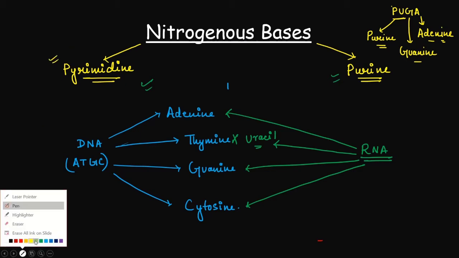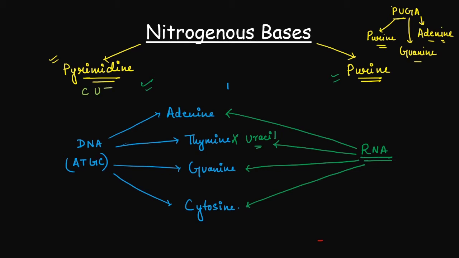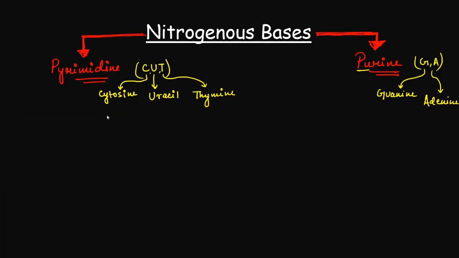So rest of the bases are C, cytosine, U, uracil and T, thymine. CUT. So you can either remember it like Pooja, it means guanine and adenine are present in purine and rest of the bases are present in pyrimidine, or you can learn it the other way like CUT, cytosine, uracil and thymine are present in pyrimidine and rest all are present in purine. It is your choice the way you want to learn it. Now 3 of the bases are derived from pyrimidine and 2 are derived from purine.